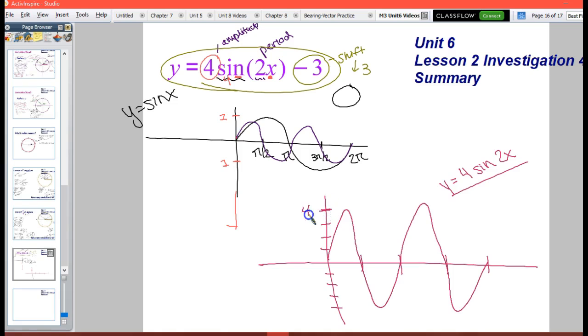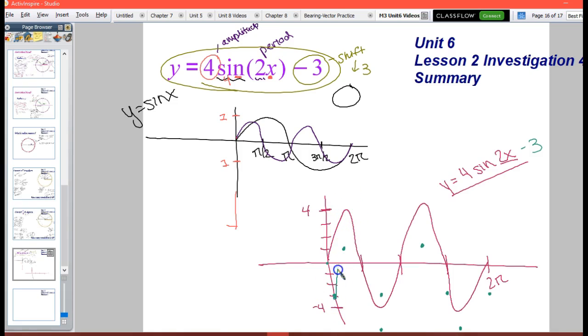You can see the 4 because I'm up that tall and down that low. And the 2x means I've done twice as many cycles by the time I've hit 2 pi. Now I need to apply the shifter of minus 3. So the best way I find to do that is to take my points here and move each one down 3, and I've done that, down 3.